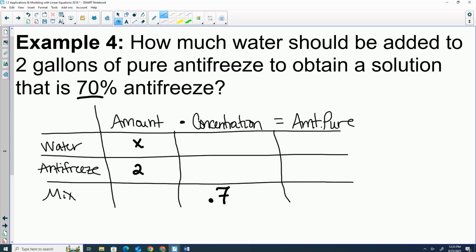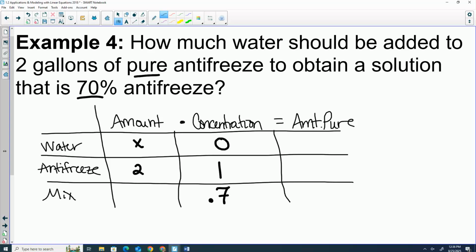All right, if you go fill up your cup at the water fountain, what percent antifreeze is that? 0, we hope, right? Water should not have antifreeze in it. We're talking about our concentration of antifreeze. Water has no antifreeze in it, so that's 0. I am mixing it with pure antifreeze. What does pure mean? 100%, so in decimal form, that is a 1.